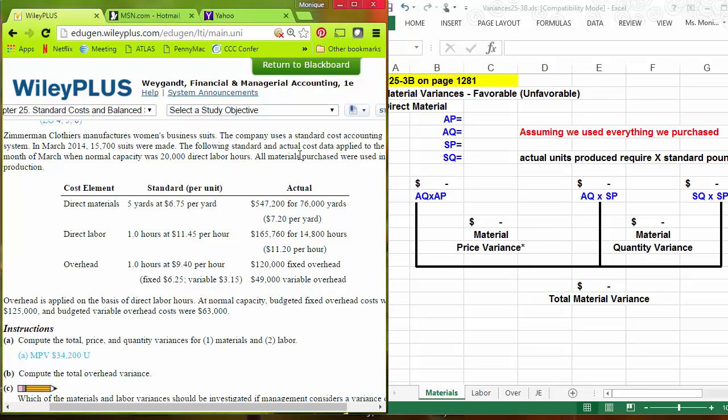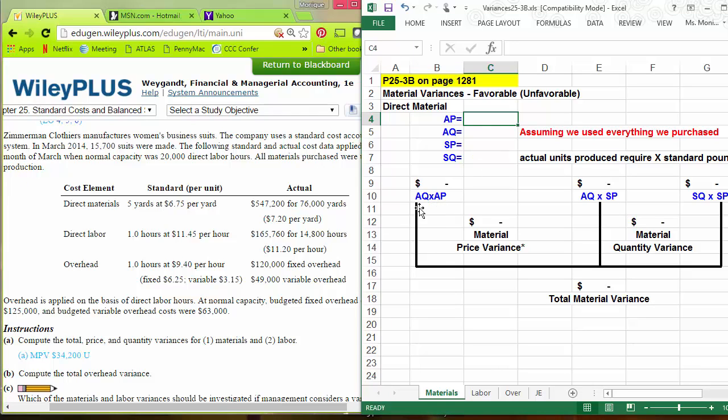The following standard and actual cost data applied to the month of March, when normal capacity was 20,000 direct labor hours. So the normal capacity we expect to operate at each month is 20,000 direct labor hours. All material purchased was used in production. So everything that they purchase, they use to make these business suits.